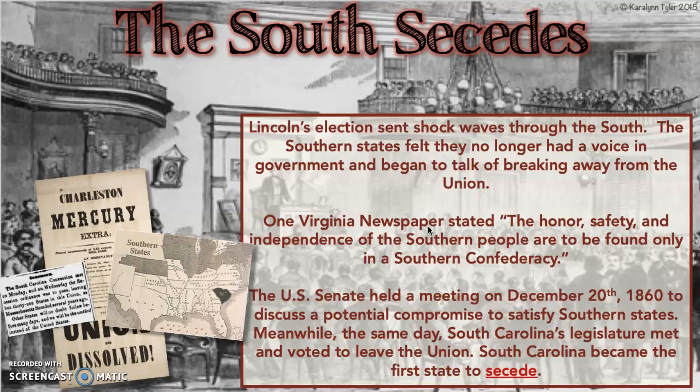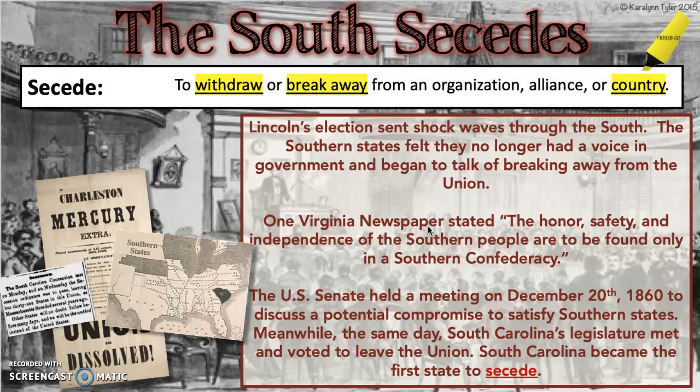The United States Senate decides to hold a meeting before everybody leaves to go home for Christmas on December 20th, 1860. They're trying to come up with a last-minute compromise to satisfy the southern states. Meanwhile, the very same day in South Carolina's state legislature, they were meeting and they had a vote, and they decided to formally leave the Union.